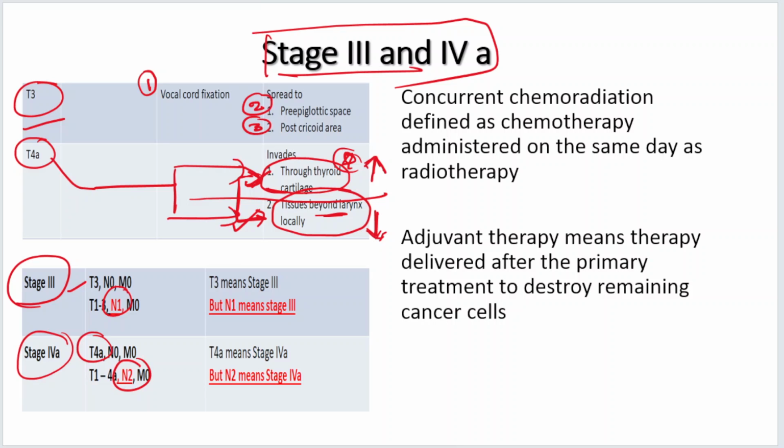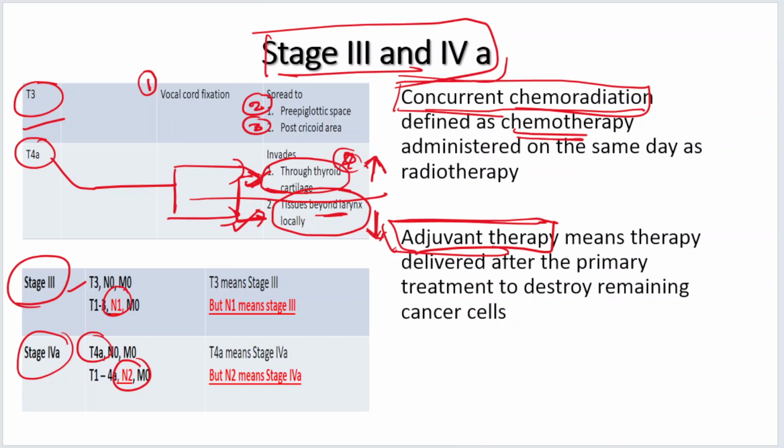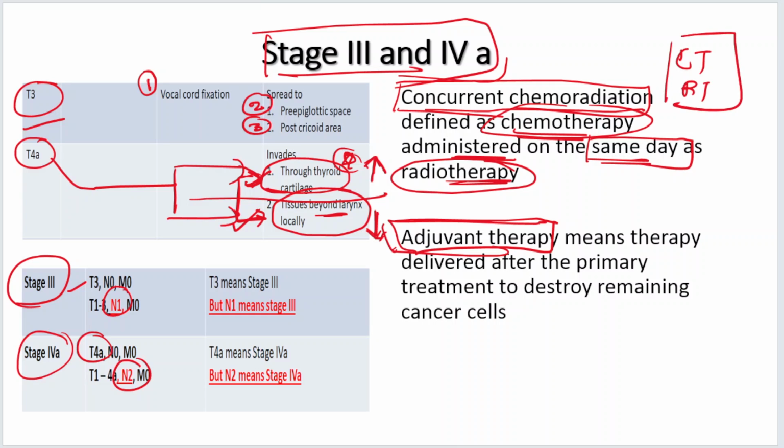Now before we go to the treatment, let us have a bit of clarity on what is concurrent chemoradiation, and what is adjuvant therapy or adjuvant radiotherapy. Concurrent chemoradiation means chemotherapy is administered on the same day as radiotherapy. So chemotherapy and radiotherapy are given not one after the other but on the same day. That is why it is called concurrent chemoradiation. Concurrent chemoradiation is the first line of treatment for stage 3 and stage 4A carcinomas.